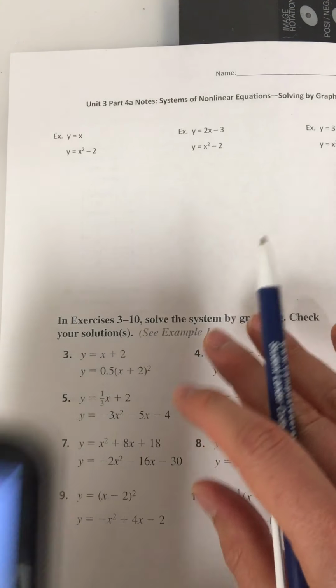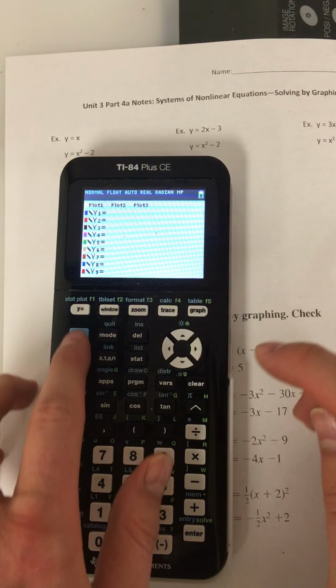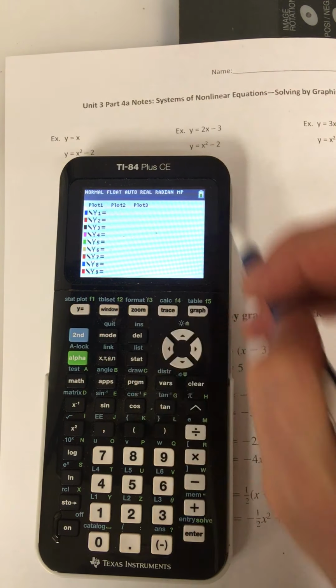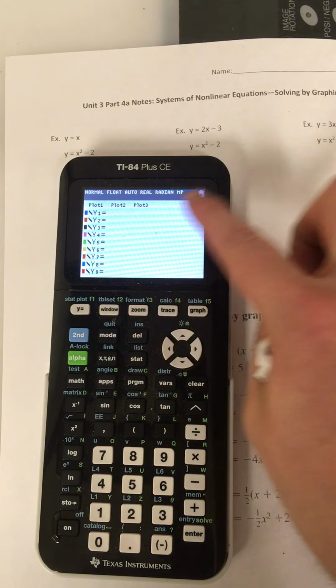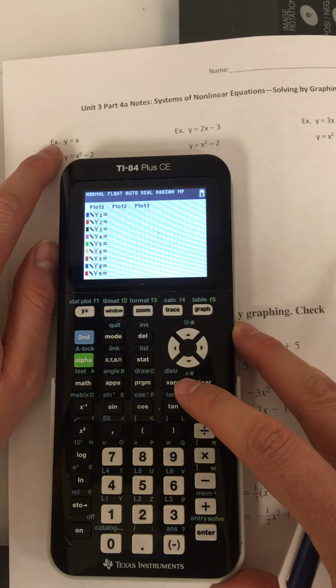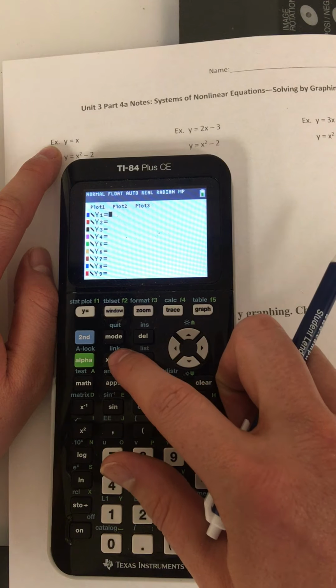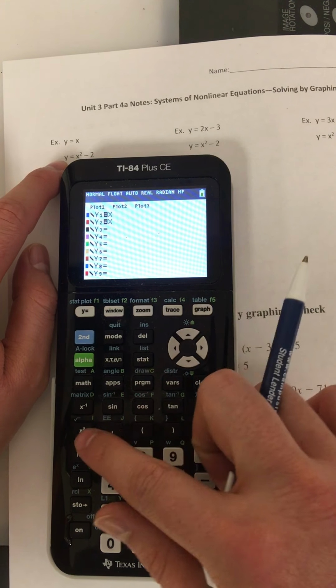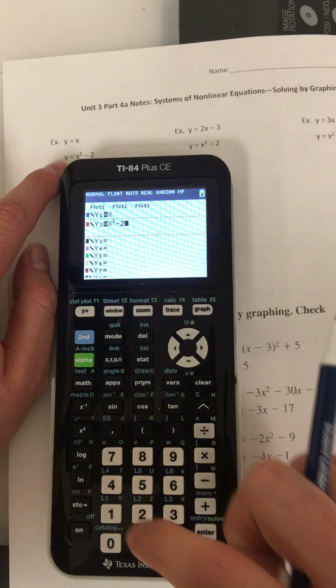If you look at example 1, first of all, go to Y= up at the top left-hand corner and clear out anything you have in there. Also, if you have any of these plots highlighted, turn them off. Then you're just going to type these in into Y1 and Y2. So remember the X button right here next to alpha, y equals x. And then the second, y equals x squared minus 2.